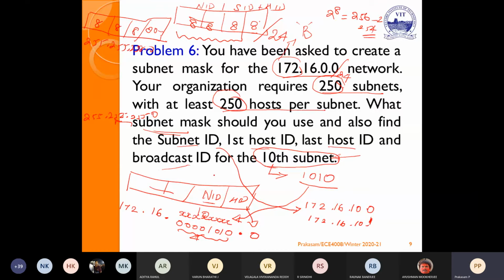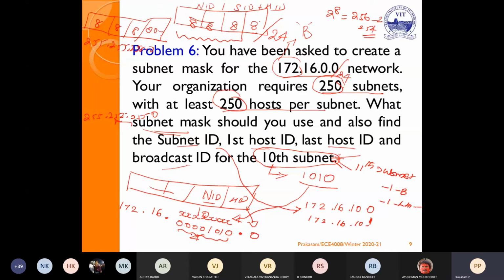Last host ID, broadcast ID. So to find the broadcast ID, you have to compute the 11th subnet ID minus 1, that is the broadcast for the 10th. Again minus 1, last host ID for the 10th. Suppose I want to find the broadcast ID for the 10th network. Find out the subnet ID for the 11th. Minus 1, that is the broadcast for the 10th. Minus 1, then that is the last host ID for the 10th.